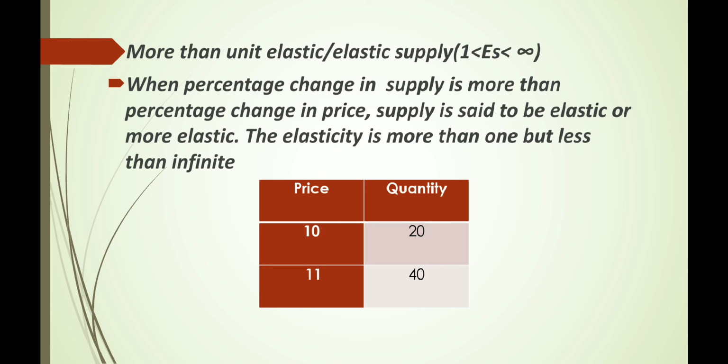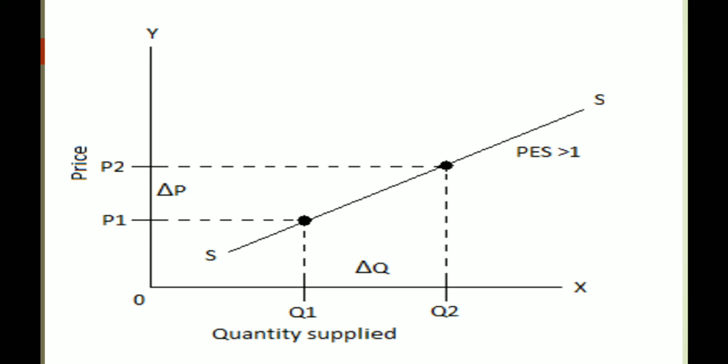Here there is a slight change in price. The price changes from 10 to 11 but the quantity supplied increases from 20 to 40. A slight change in price causes a large change in quantity supplied. This is the more than unit elastic or elastic supply curve. The elastic supply curve SS is upward sloping originating from y-axis.